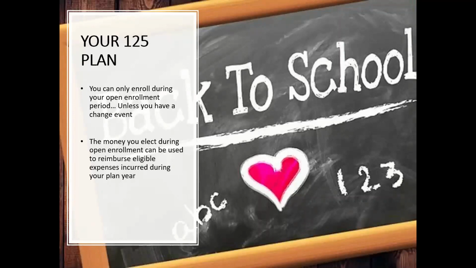So like I said, you can only enroll during open enrollment period unless you have a change event. So I'll go over change events here in a little bit, but the only time you can make a change to your election is during open enrollment. And for flex plans, you enroll each year. The money you elect during the open enrollment period will be used to reimburse eligible expenses incurred during the plan year.